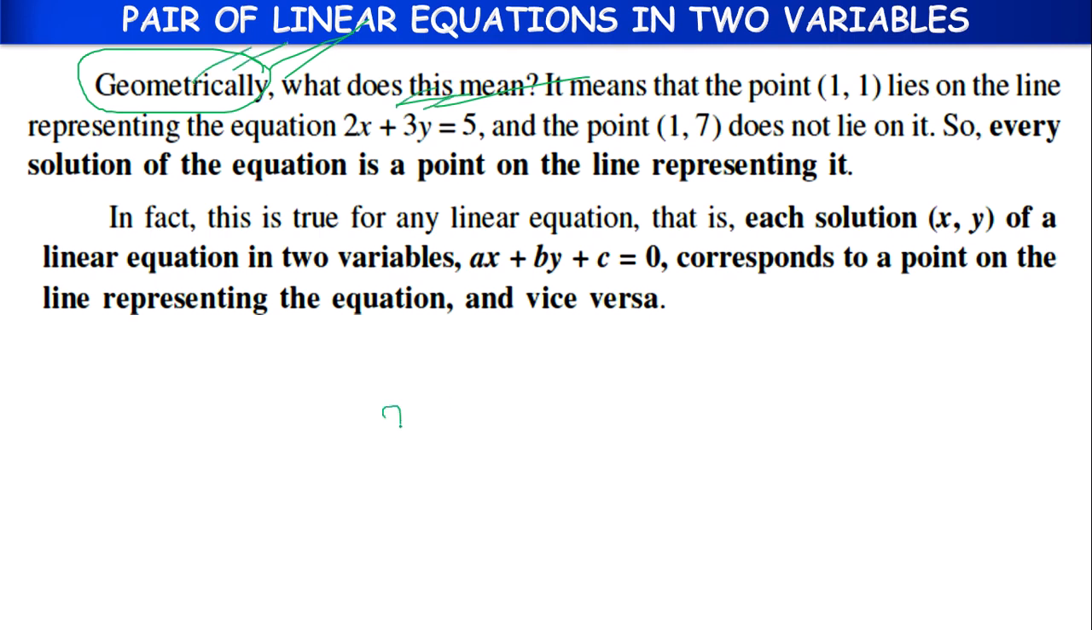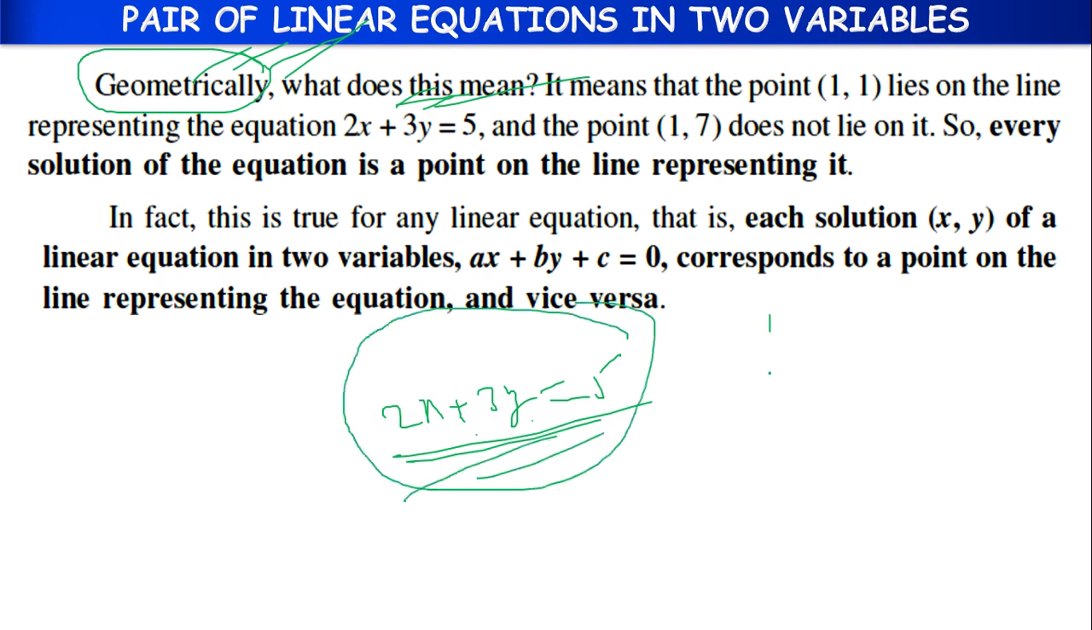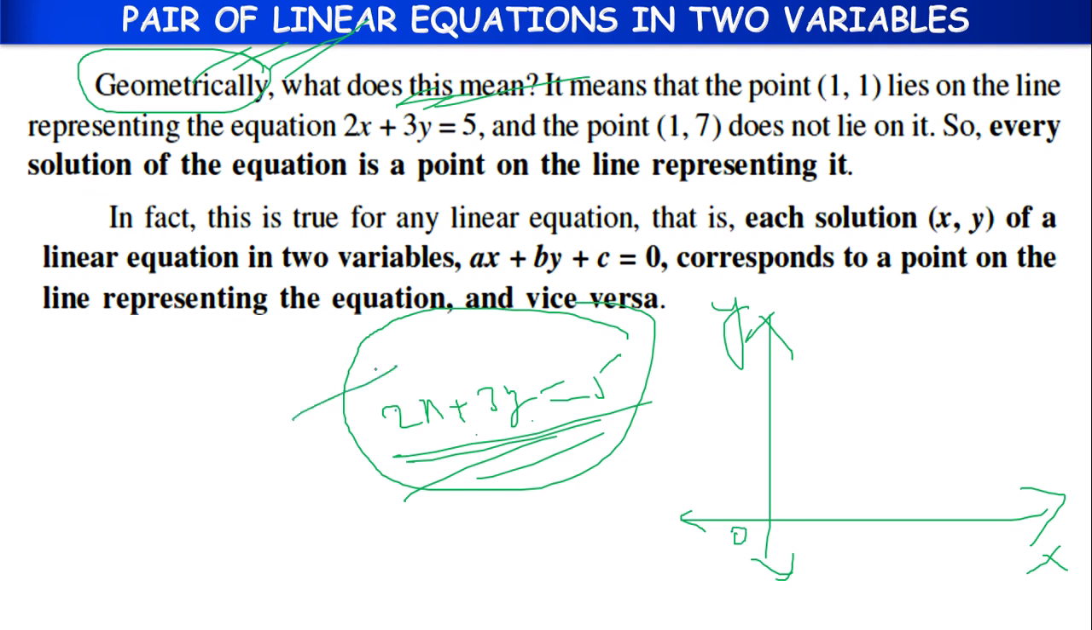Geometrically, suppose 2x plus 3y equal to 5 is a linear equation in two variables. If this linear equation is represented on graph paper with the help of the coordinate axes, the x-axis and y-axis, it will be like a straight line.